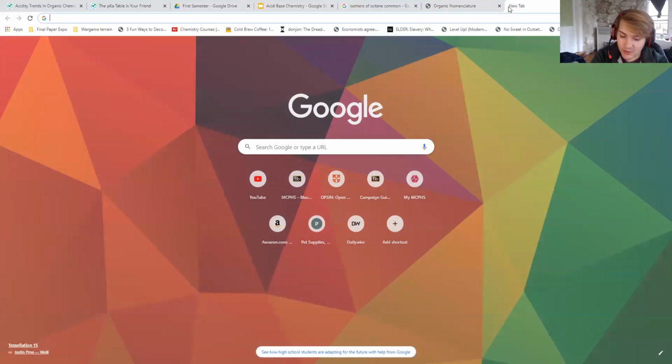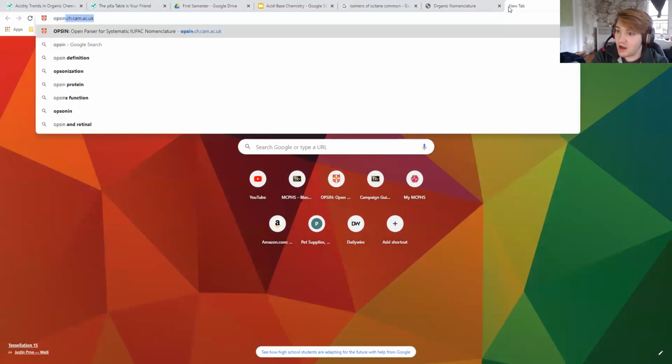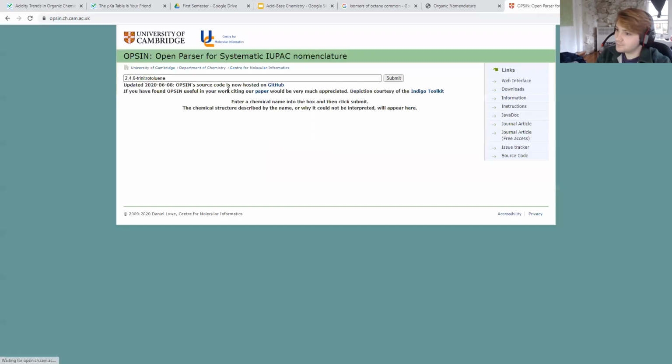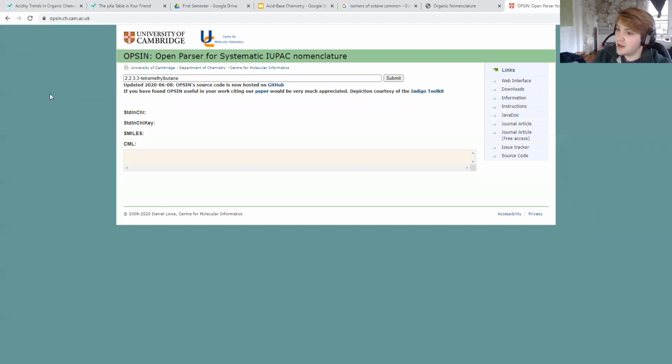There is another website that I use a lot. It's called Opsin. And basically what it is that when you enter in a compound, and if you did it right, why isn't this working?